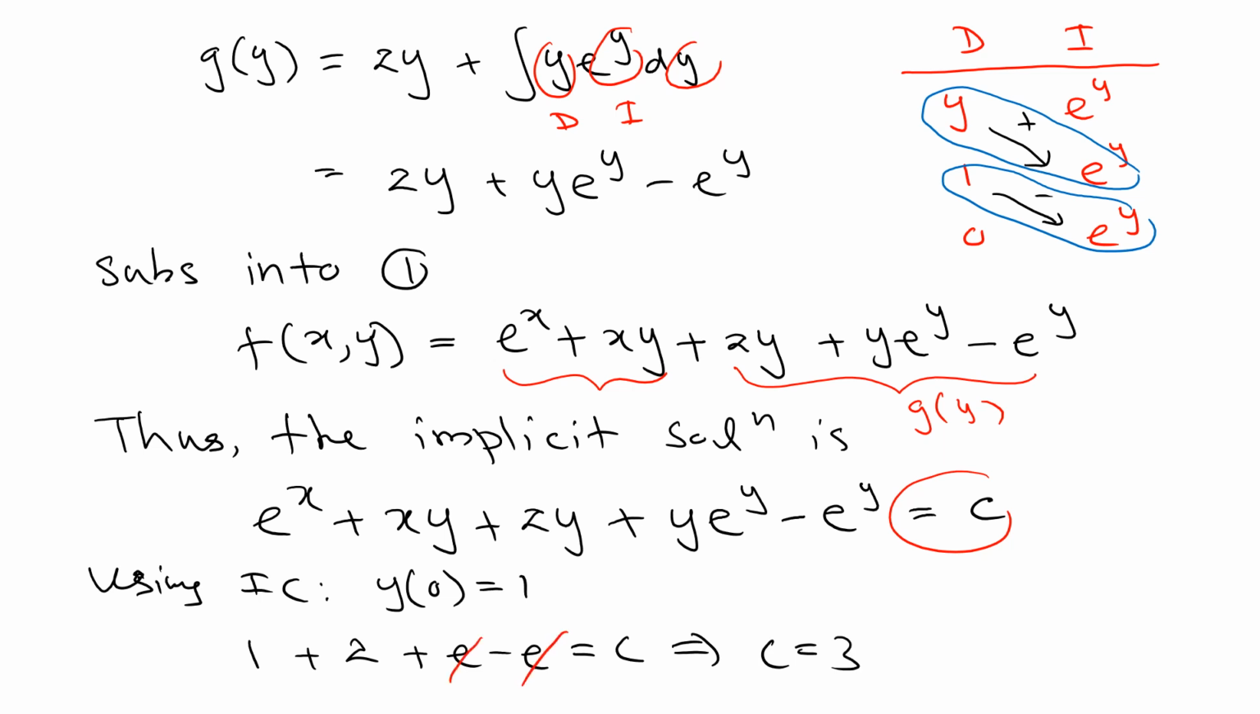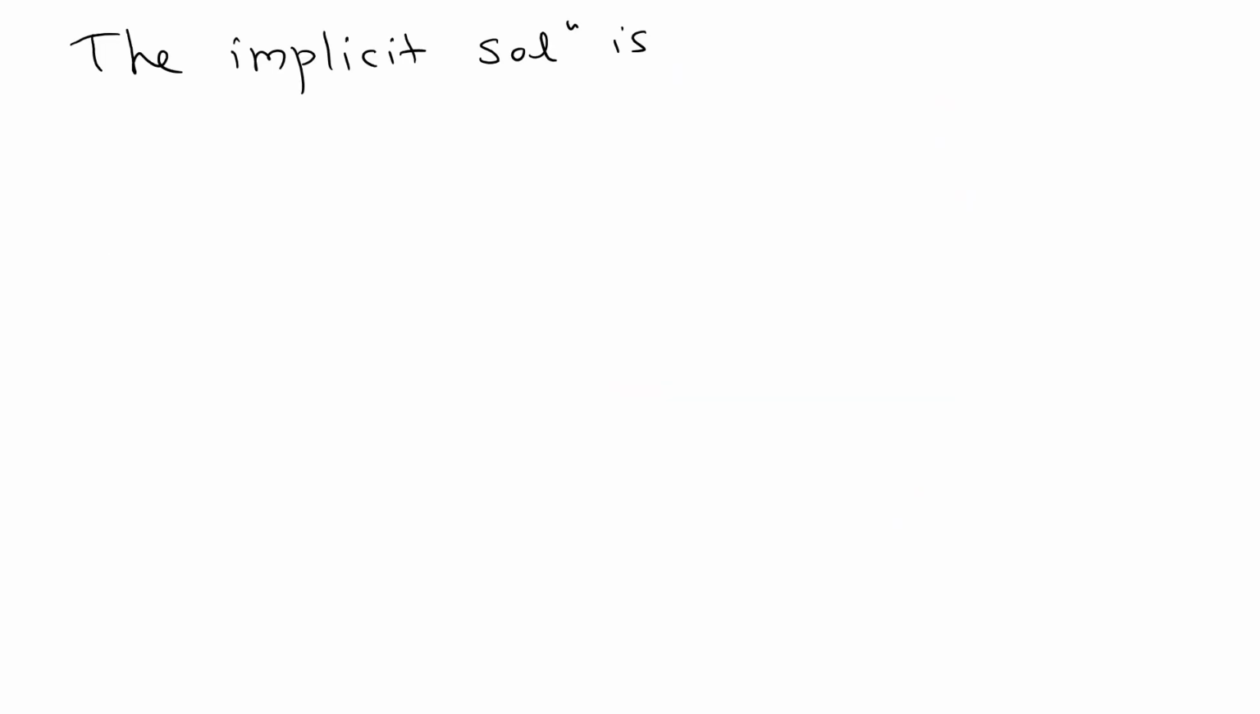So that means now we can write the solution. Just set this equal to the other constant. So the implicit solution is e^x plus xy plus 2y plus y e^y minus e^y equals 3, and this is the implicit solution of the equation. So y is a solution, but this is an implicit solution, what we normally call it, and it is not possible to solve this one easily. So yeah, let's look at the next one.